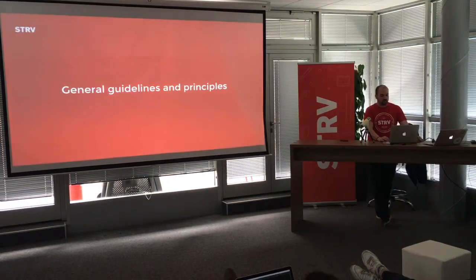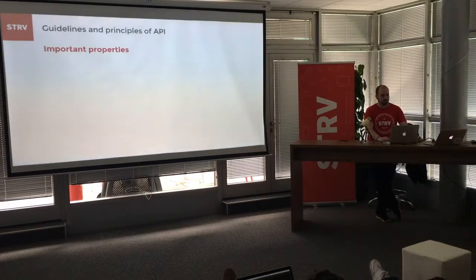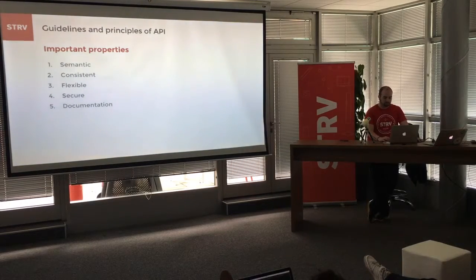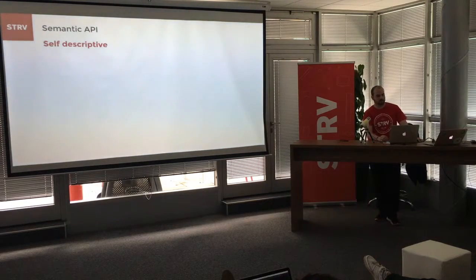So the first one, general guidelines and principles. First, I want to mention some of the most important properties of a good API. They are not ordered by importance, so don't take it that way. The API should be semantic. It should also be consistent, flexible, secure, and it also needs to have documentation. We will talk more about each one of these.